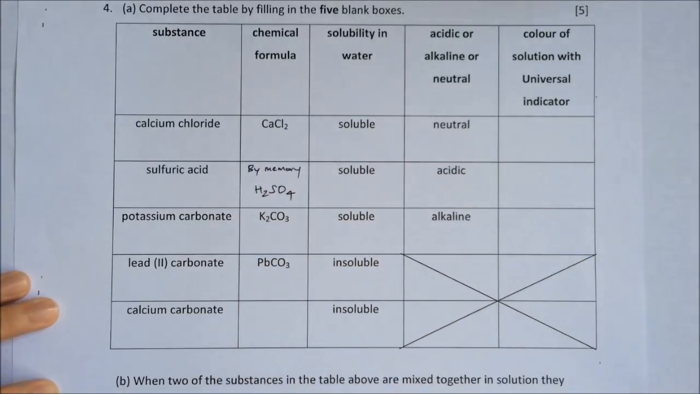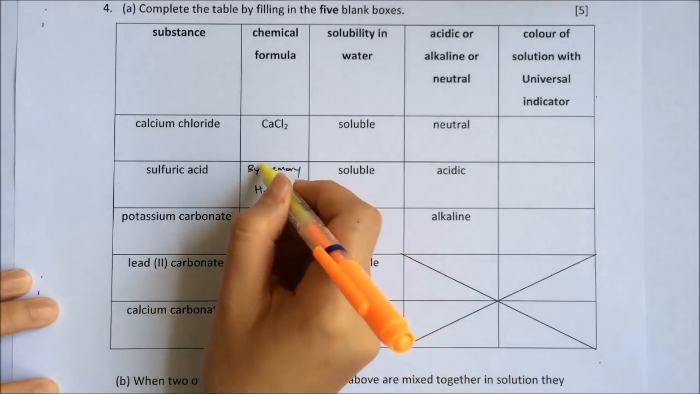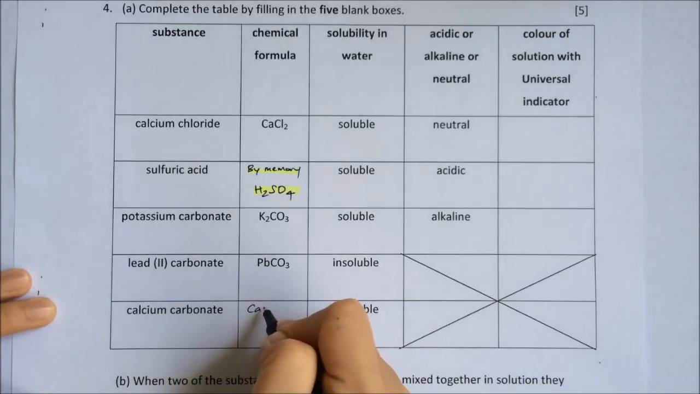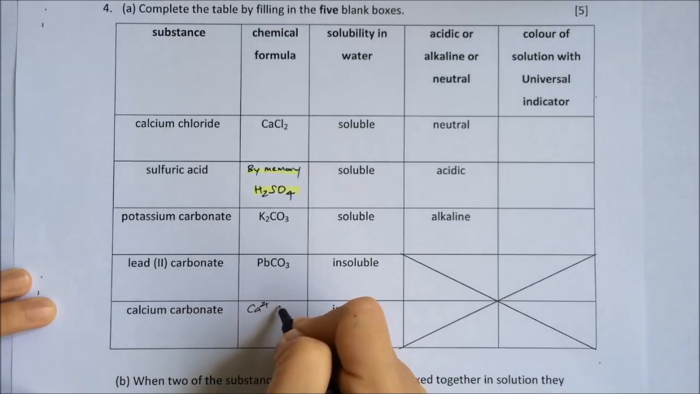So sulfuric acid chemical formula by memory is H2SO4. You have to remember the chemical formula of acids. Chemical formula of calcium carbonate.